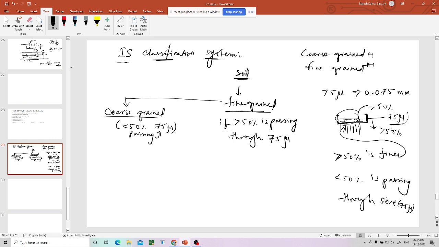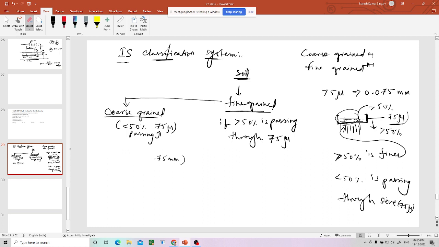Once you get coarse grained soil, that means less than 50% is passing and more than 50% is retained. Then what do you do? Taking the total soil again, you use the 4.75 mm sieve and sieve the whole soil. See whether more than 50% is passing through this.